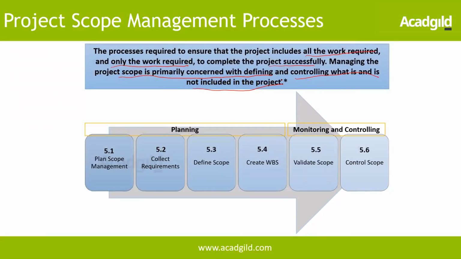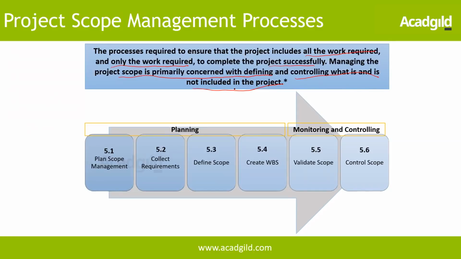In this case, when the requirements are there and the scope is designed, it is possible that a few requirements go out of the boundary of the scope. So we need to clearly define what is in scope and what is not in scope in detail. That is what it's saying: controlling what is and is not included in the project.